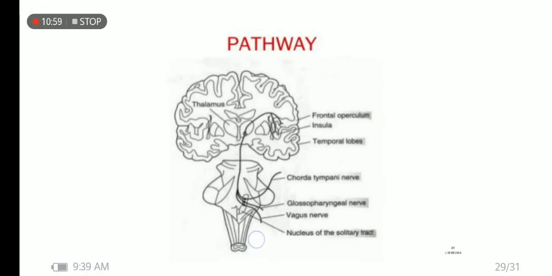This is the pathway shown here. Nucleus of the solitary tract, the vagus nerve and glossopharyngeal nerve are carrying messages, with the help of the chorda tympani nerve, into the thalamus and the medulla oblongata.